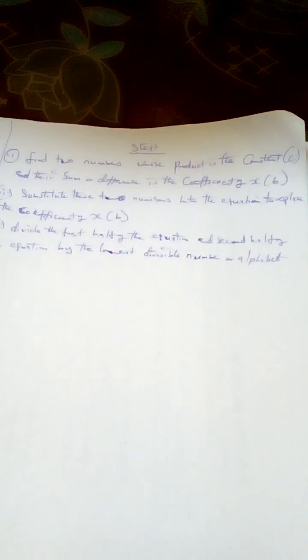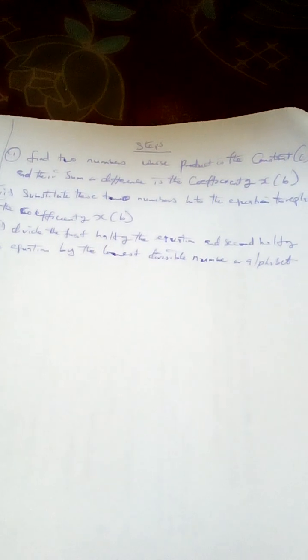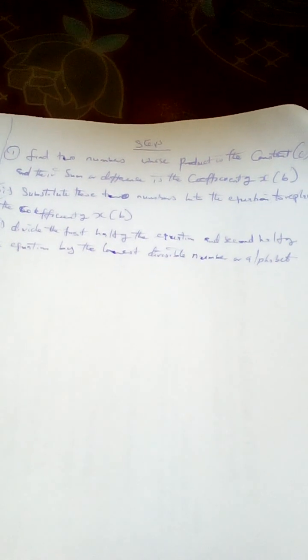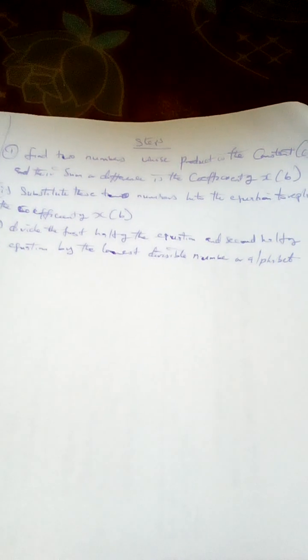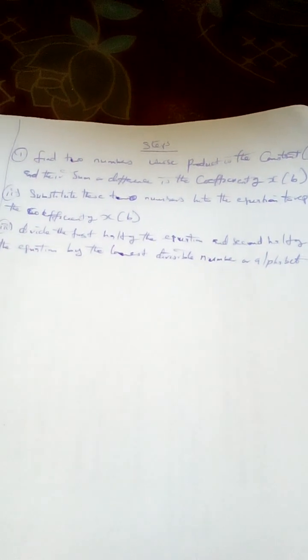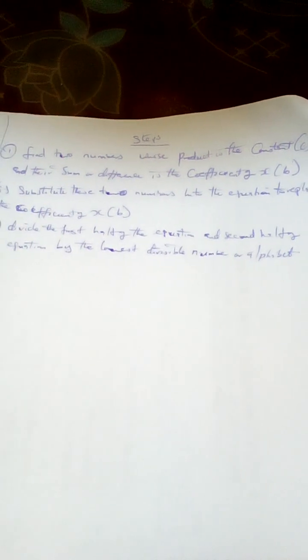I'll repeat again. Find two numbers whose product is the constant c and their sum or difference is the coefficient of x, which is b. Substitute these two numbers into the equation to replace the coefficient of x, which is b, and divide the first half of the equation and second half of the equation by the lowest divisible number or alphabet. If you don't understand these steps, don't worry.